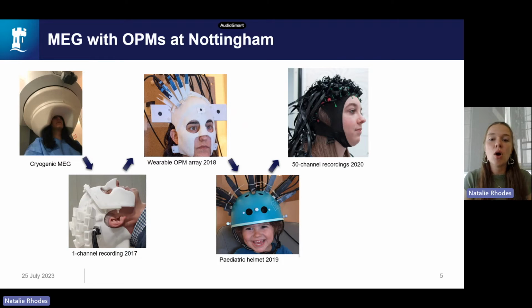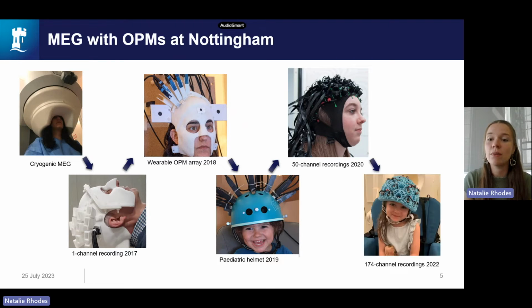Then we started getting whole head recordings, and towards where we are today, where we have 174 channels in these rigid 3D printed helmets that we have size matched. So here we've got a child in a 4-year-old helmet, and we have various different sizes to match different head shapes and sizes and get those sensors as close to the scalp surface as possible.